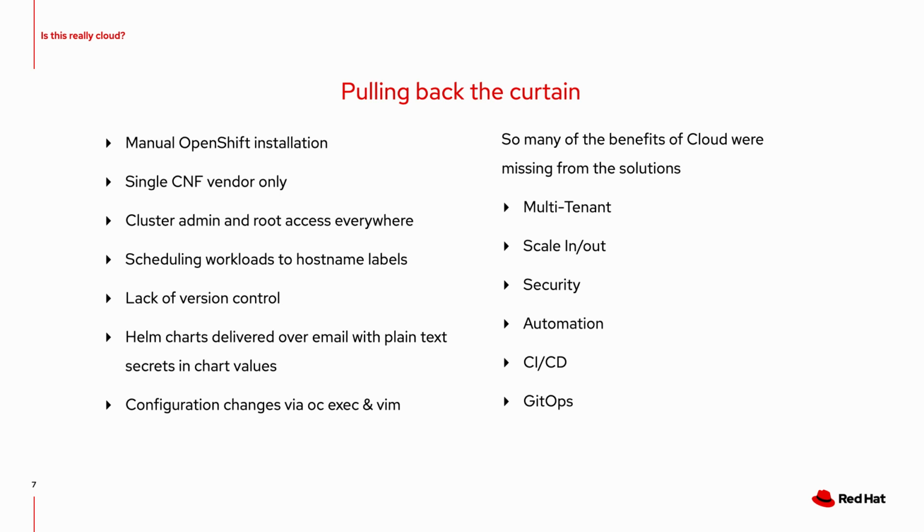So they brought in their own platform, but yet none of it was prepared. It was all just servers and compute, storage, and they were doing manual OpenShift installation. They also came to the table and said there's only going to be one container network function vendor. So vendor X is going to run on this cluster, and no other vendor shall run on this cluster.